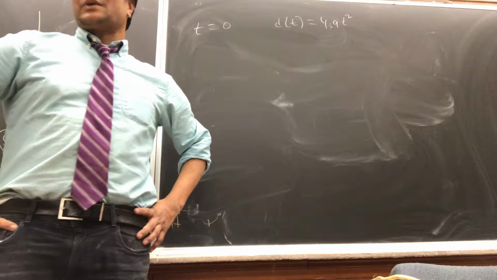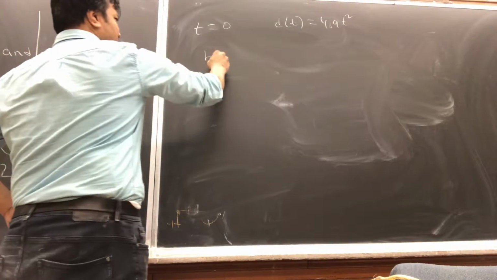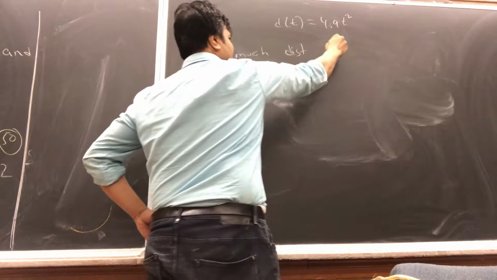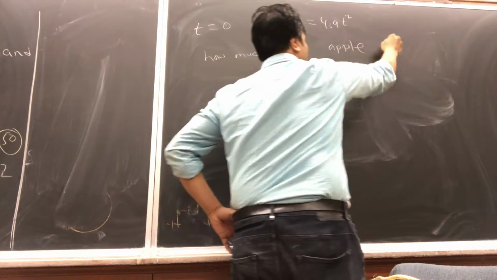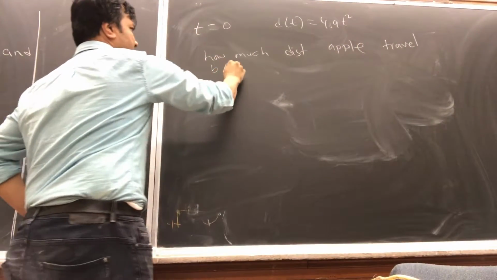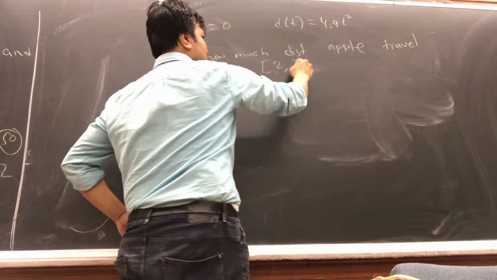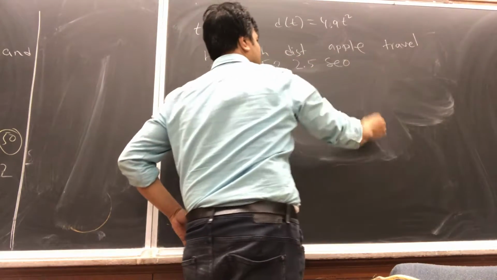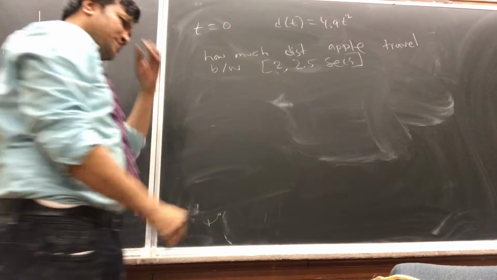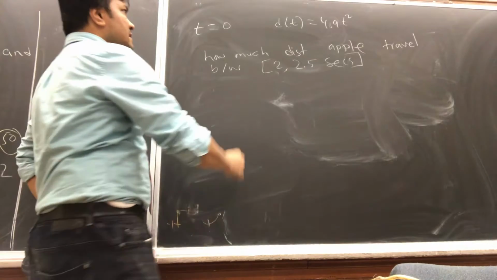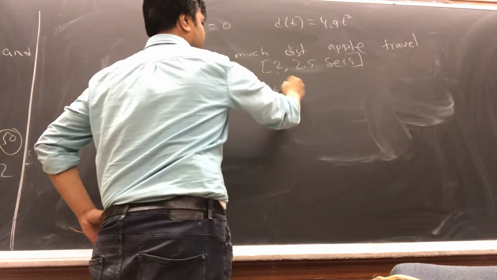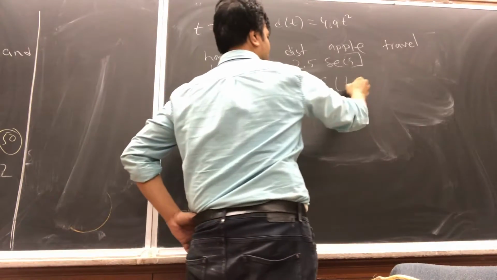Okay, sure. So how much distance did the apple travel between 2 and 2.5 seconds? It is S(t final) minus S(t initial).